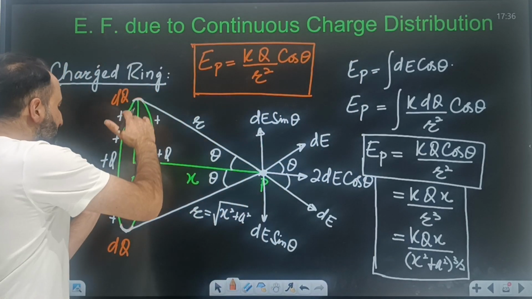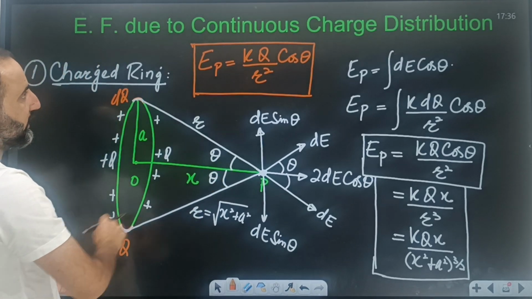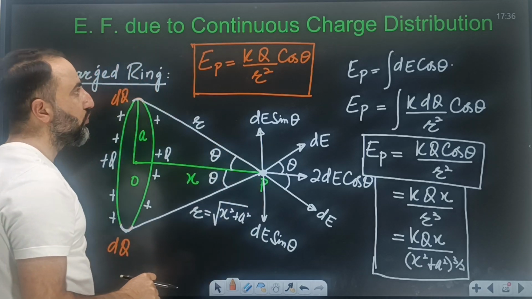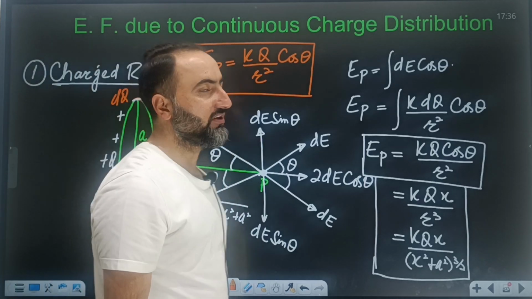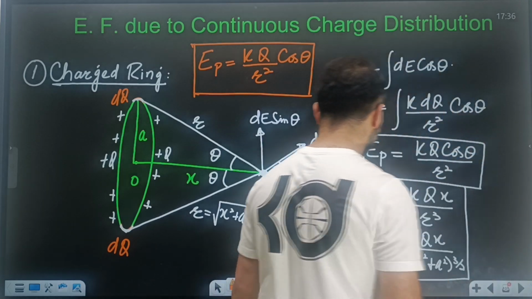If this ring becomes very small, it becomes a point. Then in that case, this theta will be equal to 0 degree. इसमें आप put करो बेटा theta equal to 0, cos 0 आएगा 1. Electric field will be the same as that of a point charge. Alright? Okay, आगे चलते हैं बेटा.